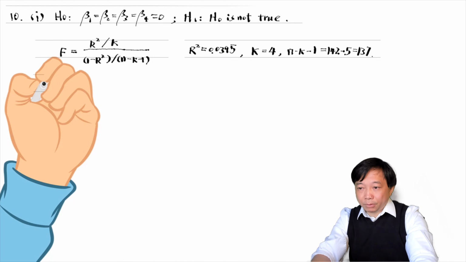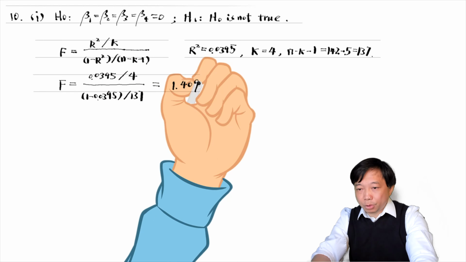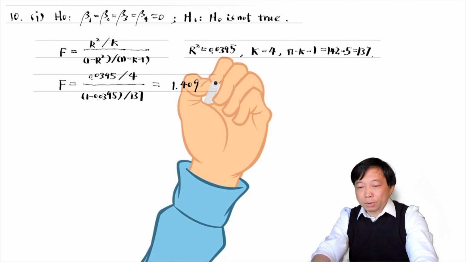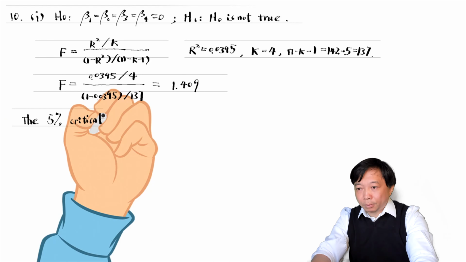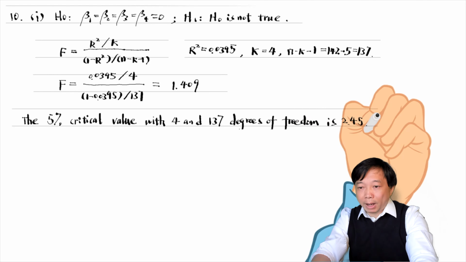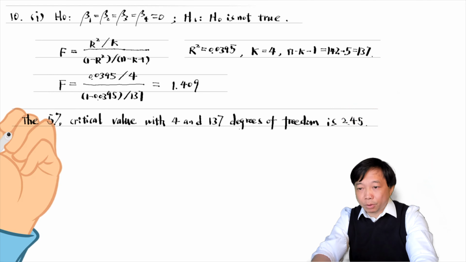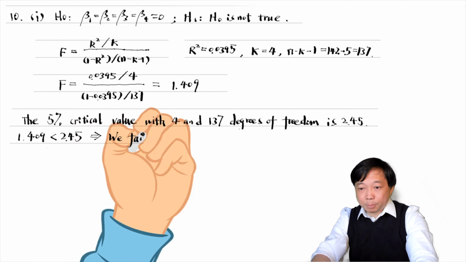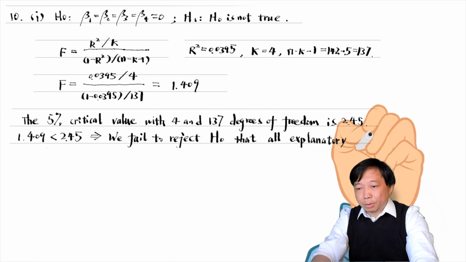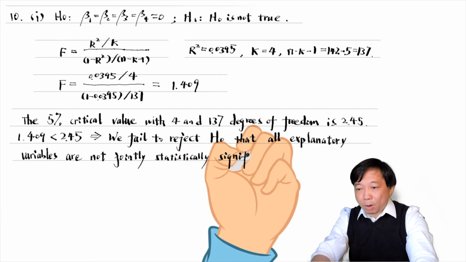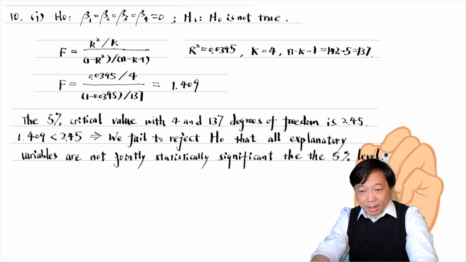We plug in all the elements and have the F statistic equal to 1.409. From the F distribution table, the 5% critical value with 4 and 137 degrees of freedom is 2.45. Because the F statistic is below the critical value, we fail to reject the null hypothesis that all the explanatory variables are not jointly significant at the 5% level.